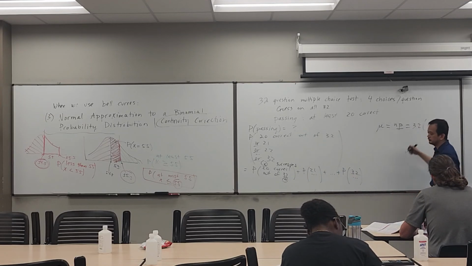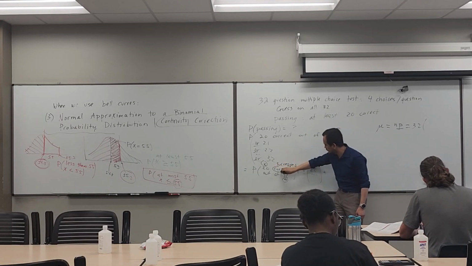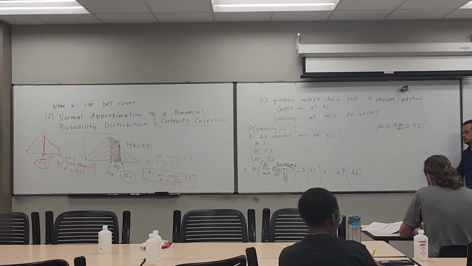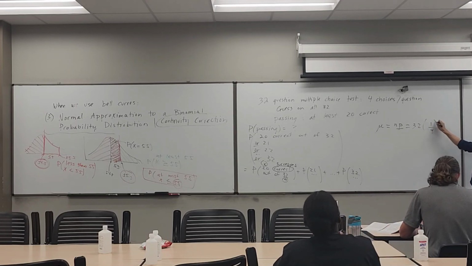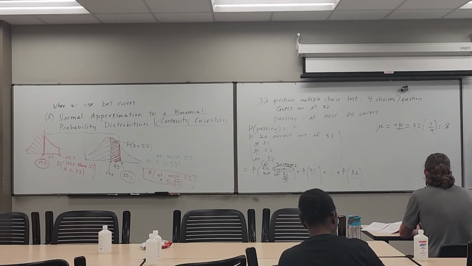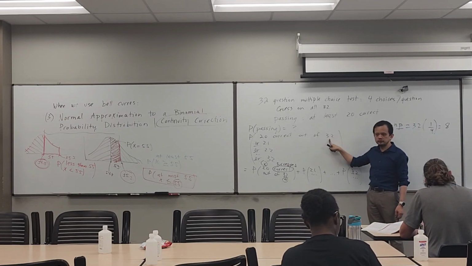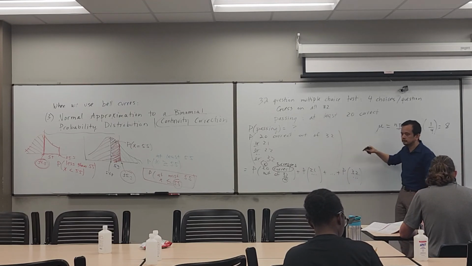And then p is the probability of success per trial, and we've defined success here as being correct. So we want the probability of getting a question correct. So that's going to be 1 out of 4. So in this case, 32 times 1/4 is going to be 8. So that's the mean, and that makes sense because it's saying if you guess on all 32 questions, if a lot of people do that, then the average of all their scores is going to be 8, correct?